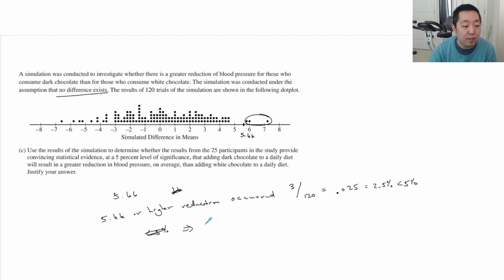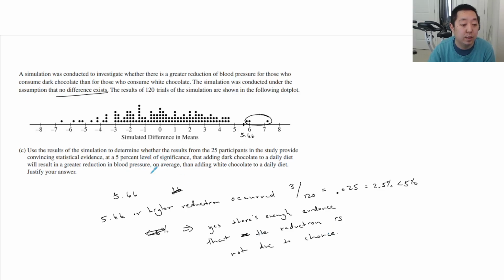So there's enough evidence. So we would say, yes, there's enough evidence that the reduction is not due to chance. And then I would ultimately say that the reduction is not due to chance, and consequently adding dark chocolate will reduce blood pressure.